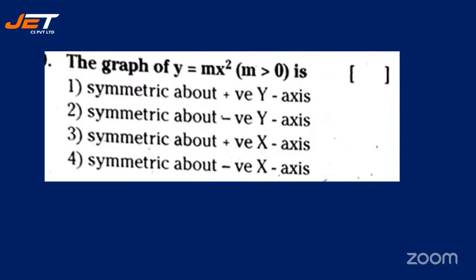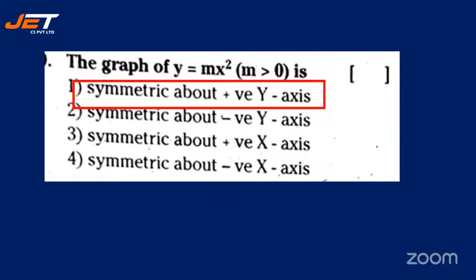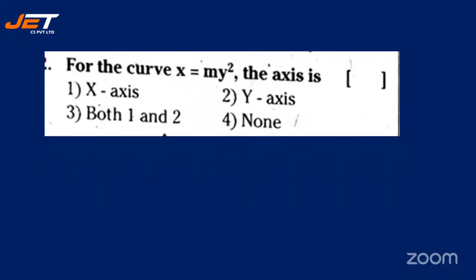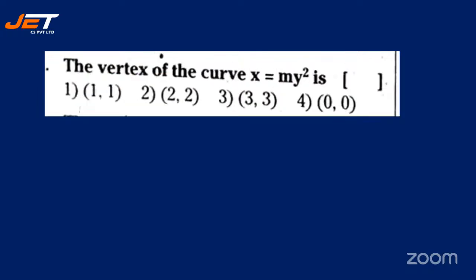Right? The graph of y is equal to mx square, m is greater than 0, is symmetric about positive, symmetric about negative, symmetric about positive x-axis, symmetric about negative x-axis. It is symmetric about positive y-axis. See the next question. For the curve x is equal to my square, the axis is dash. X-axis, y-axis, or both x and y-axis, or none. It is x-axis only. The vertex of the curve x is equal to my square is dash. Yes, so the vertex of the curve x is equal to my square is (0, 0) because it is the vertex.